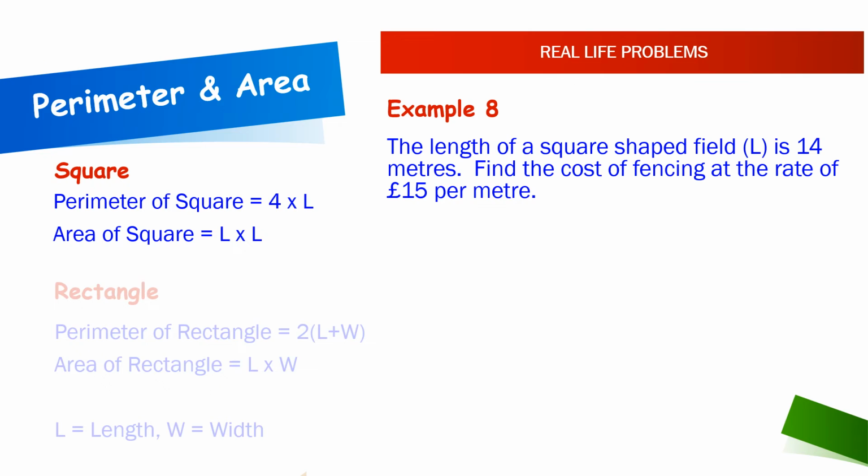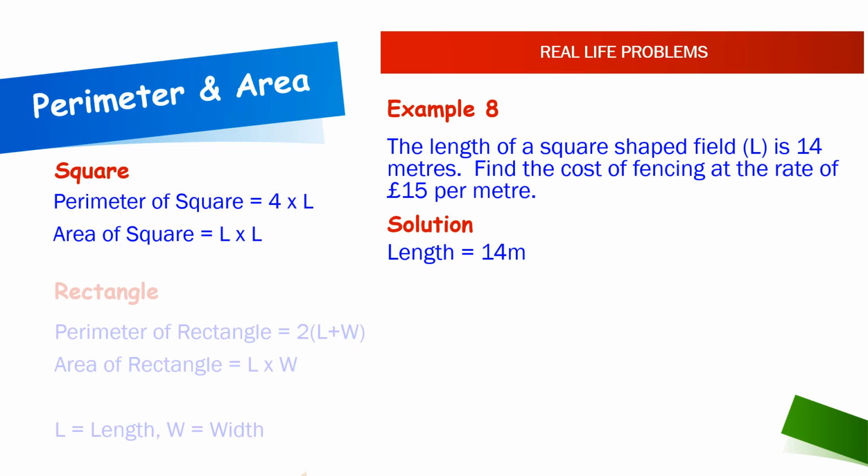Now let's take a look at another example. Pause the video and have a go. Press play when you're ready to view the solutions. The length of a square-shaped field L is 14 meters. Find the cost of fencing at the rate of £15 per metre.